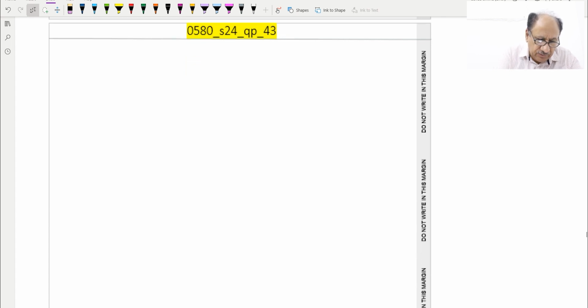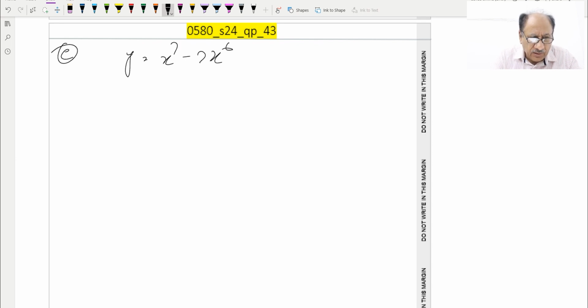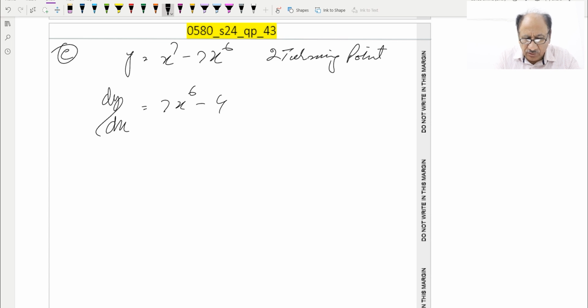So this will be the C part. The C part says the graph of y is equal to x raised to 7 minus 7x raised to power 6 has two turning points. So what they're saying is, find the coordinates of these points. You must solve everything. So dy by dx we know is 7x raised to 6 minus 42x raised to 5, which we have already calculated. You can check from the previous part as well.